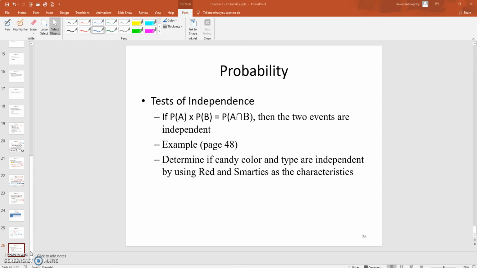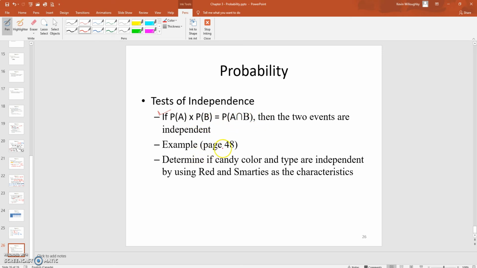So remember that two events are independent if this formula here holds out. Probability of A times the probability of B equals the probability of A given B.